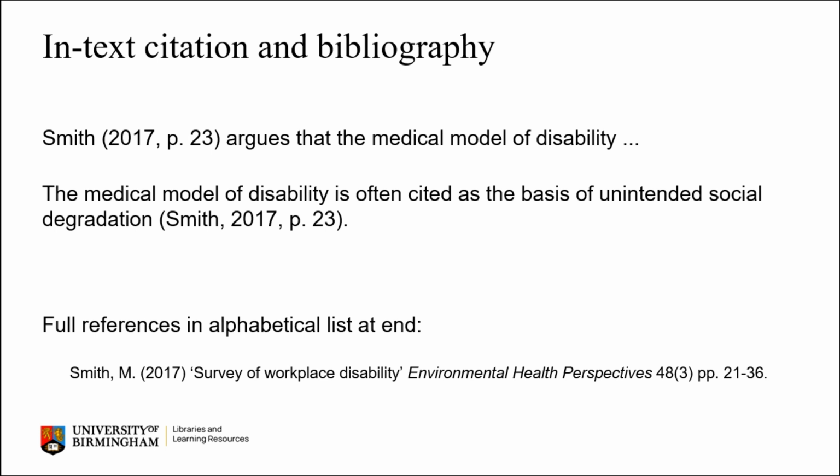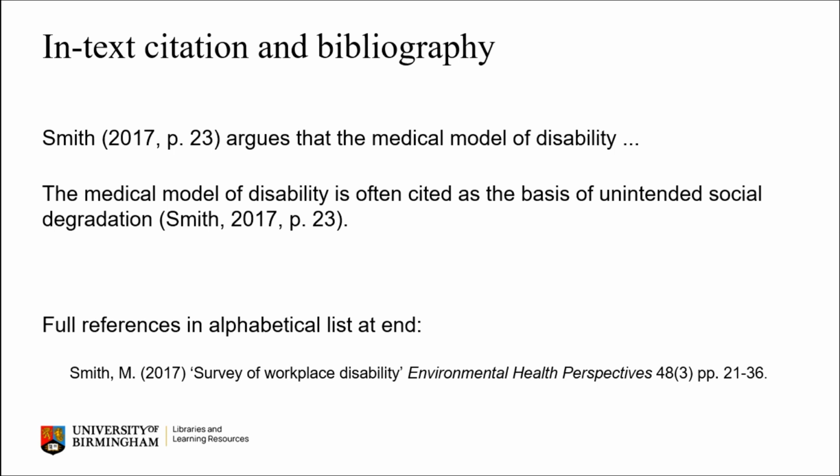At the end of your work, you then need to provide a list of all the references you have used in your text, giving the full publication details of each one. In the Harvard style, they need to be listed in alphabetical order by the author's surnames. So in this example, you have the surname, author's initials, year of publication in round brackets, the title of the article in single quotation marks, the name of the journal in italics, the volume and part number, and the page numbers of the complete article.